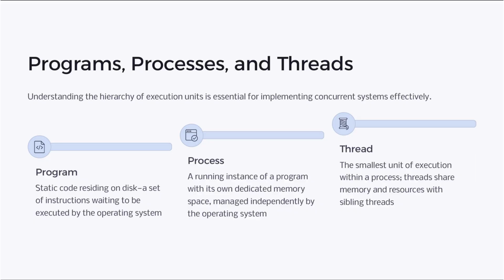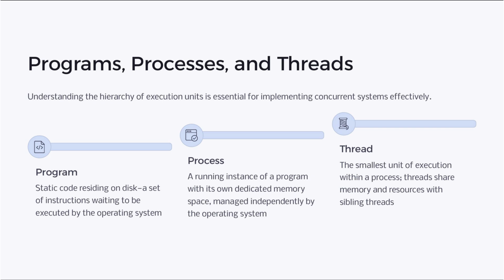Programs are static code on disk, awaiting execution. A process is a running instance of a program with its own memory space, managed by the operating system. Threads, the smallest execution units within a process, share memory and resources with sibling threads, enabling efficient task management within a single process.